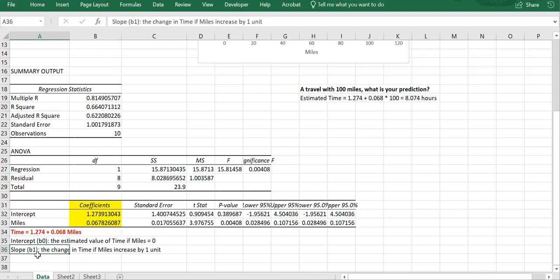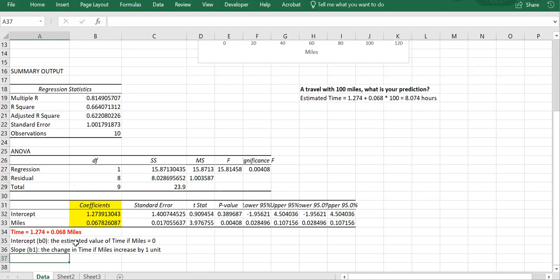Here, I'm going to go with the slope first, and we'll talk about the intercept in a minute. So the slope here is 0.068 hours per mile, or alternatively, almost 4 minutes. If you just multiply this by 60, since each hour has 60 minutes in it, it would be almost 4 minutes. So that's the change in time if miles increase by 1 unit.